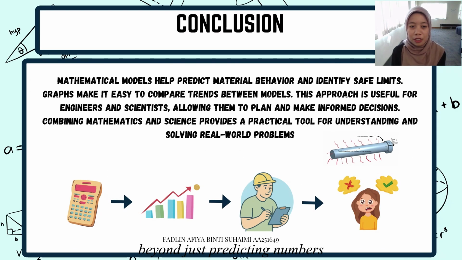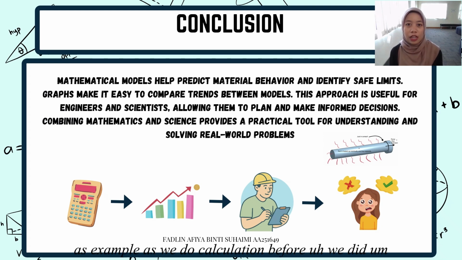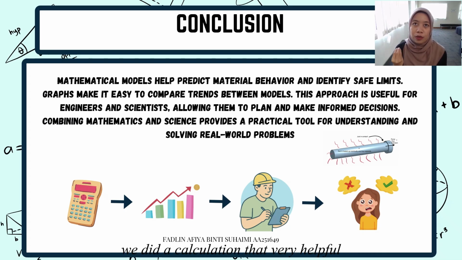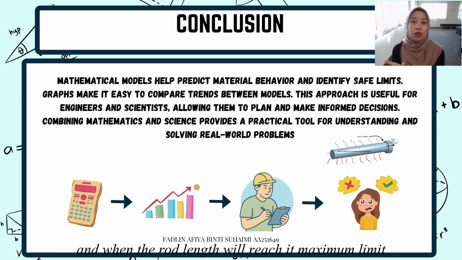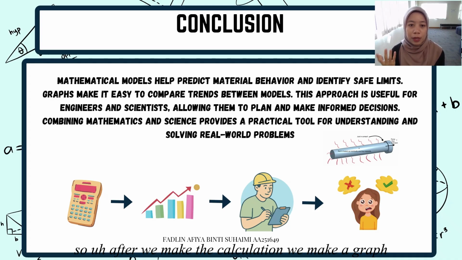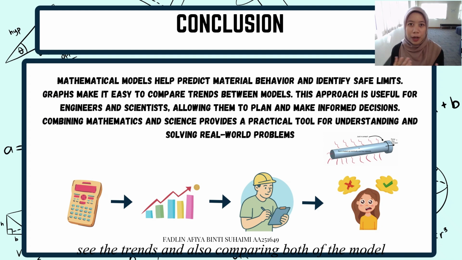Beyond just predicting numbers, both the arithmetic and geometric sequences give us a very practical insight. As we did in the calculation before, it is very helpful for predicting the number of cycles and when the rod length will reach its maximum limit. After we make the calculation, we make a graph. The graph is very helpful for us to see the trends and also compare both models.